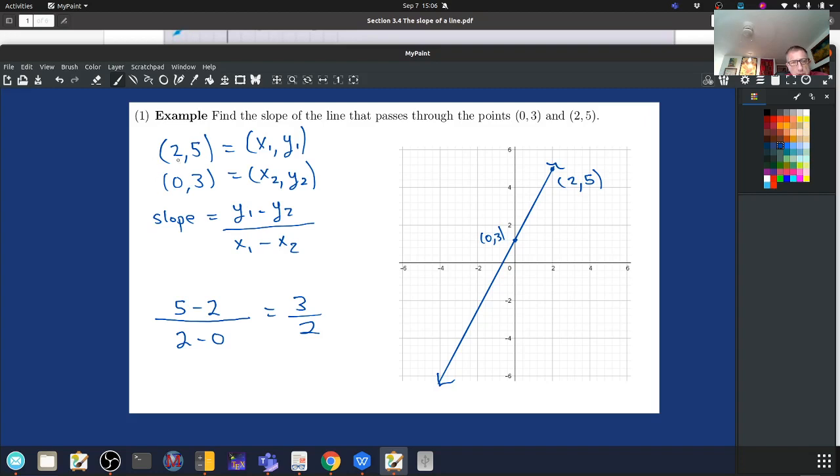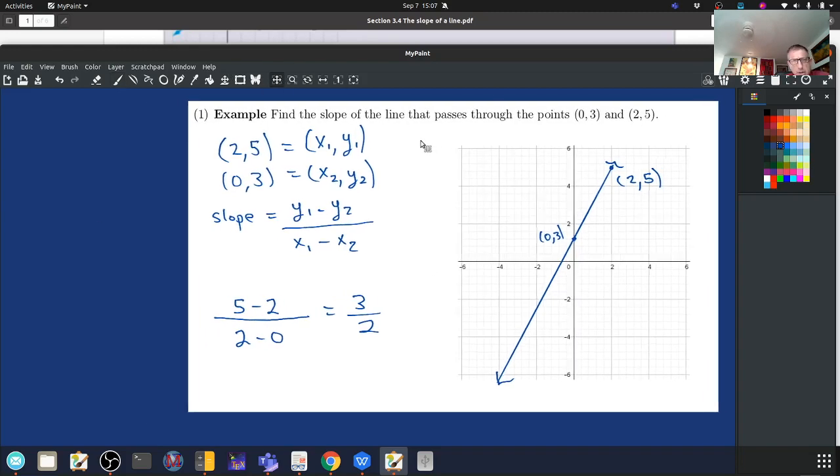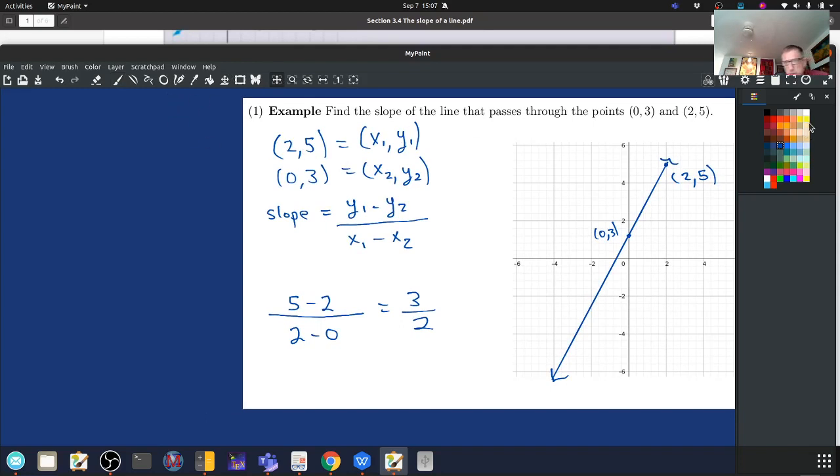You can arbitrarily choose, I kind of stack them on top of each other, and then I start with the y coordinates because I want the numerator first, and then I subtract the bottom number from the one above it. But the thing I want to show you is that it doesn't matter which of those 2 points you choose to be on top. We'll get the exact same answer if we choose 0, 3 to be on top and 2, 5 to be on the bottom.